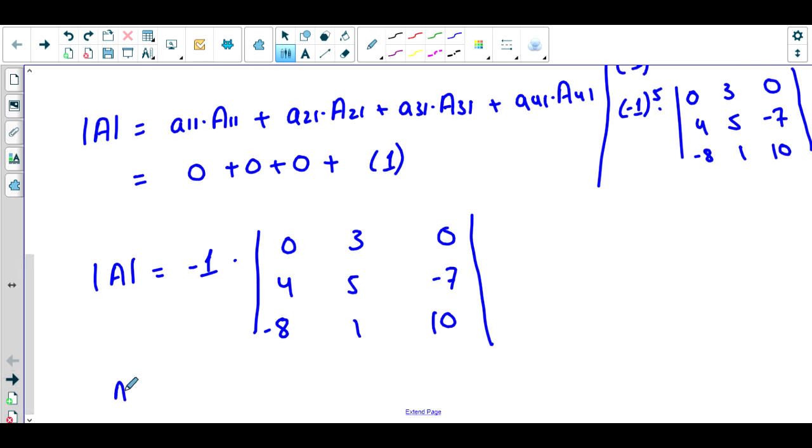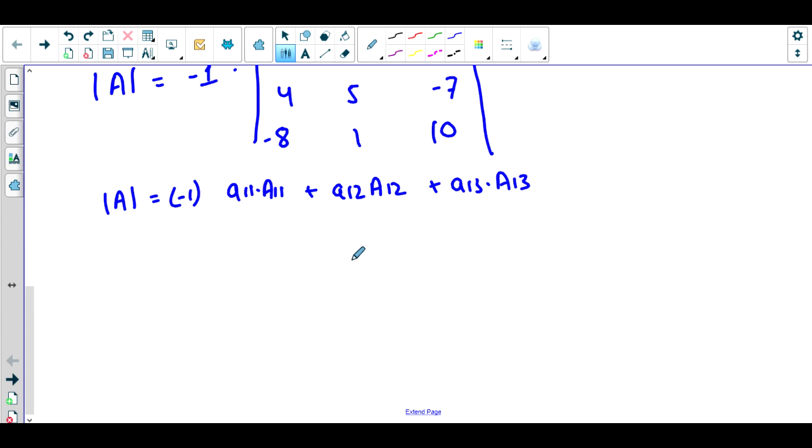It is |A| equals minus 1 as it is. Now apply: this is a11, so a11 into the cofactor of a11, plus a12 into the cofactor of a12, plus a13 into the cofactor of a13.